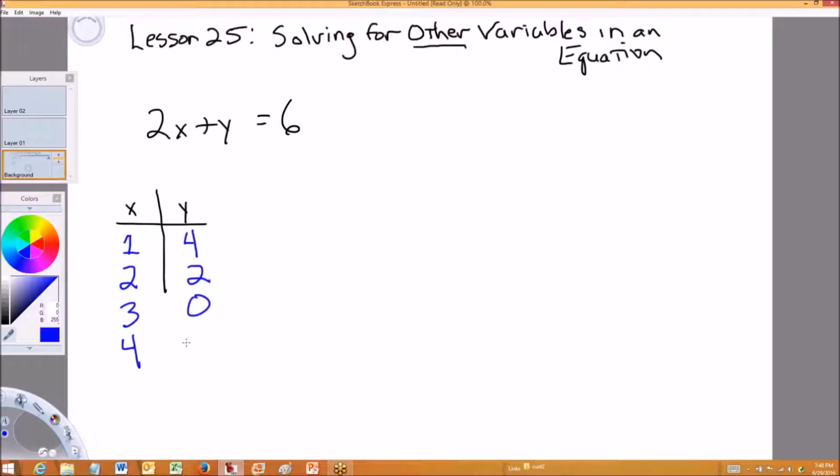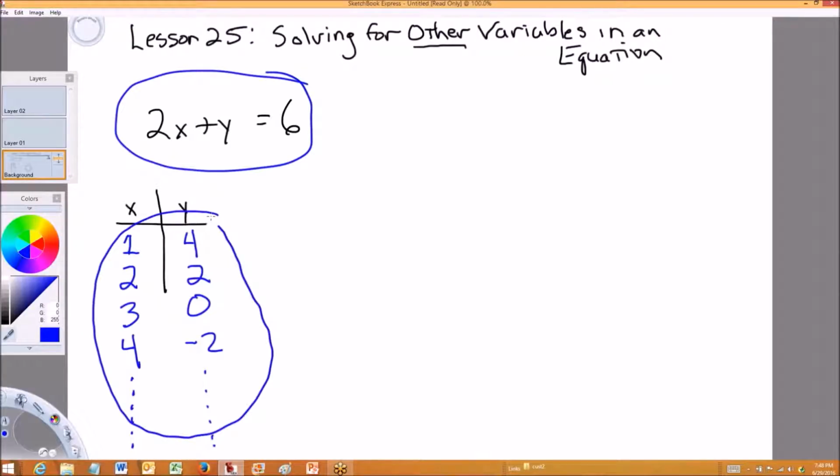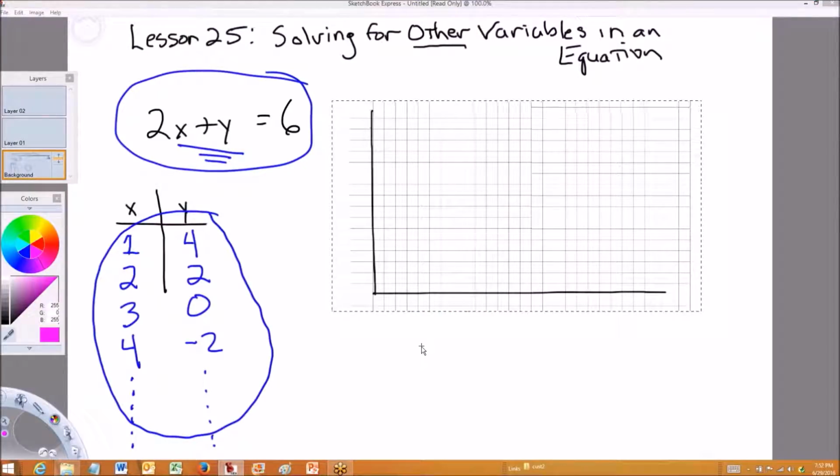If x is 4, y has to be a negative 2, right? Because 4 times 2 is 8. 8 plus a negative 2 gives you 6. So you see, these are all the different values, and it goes on forever. That's why we cannot solve for x as a single number or y as a single number in this equation. So what can we do with this equation? Well, we can graph this equation. When we graph the equation, it will show us all of the values of x and y that work within the equation. Okay, I went ahead and imported a graph, but it's not looking too good here, but we'll try to work with it anyway.